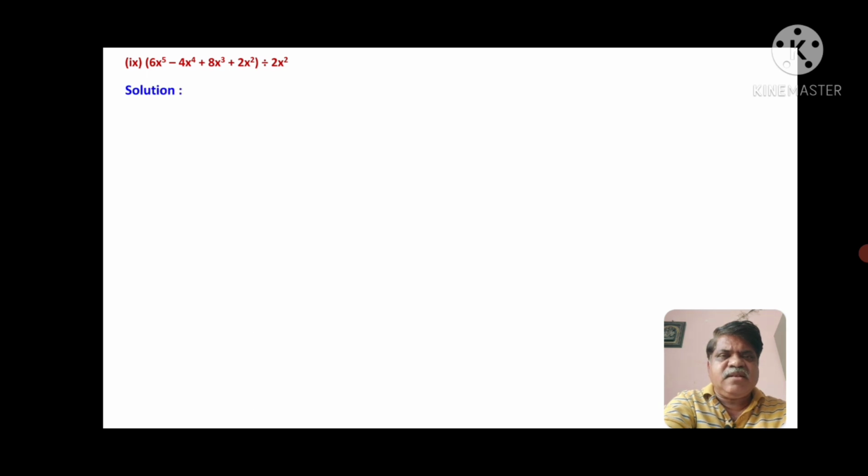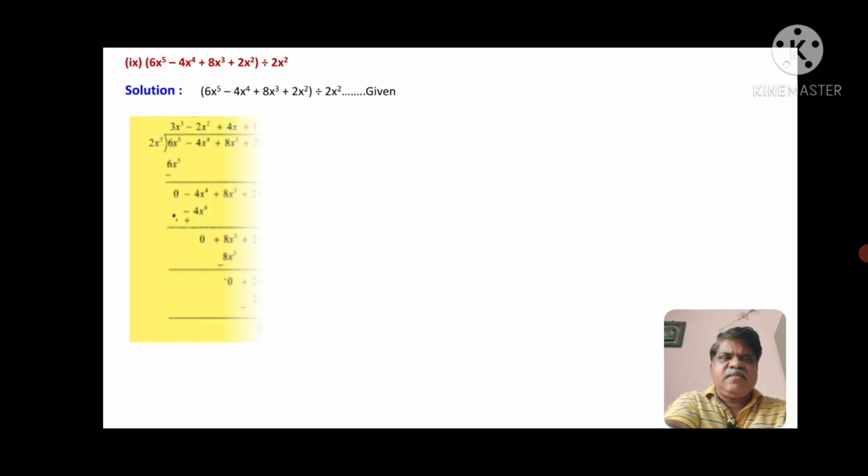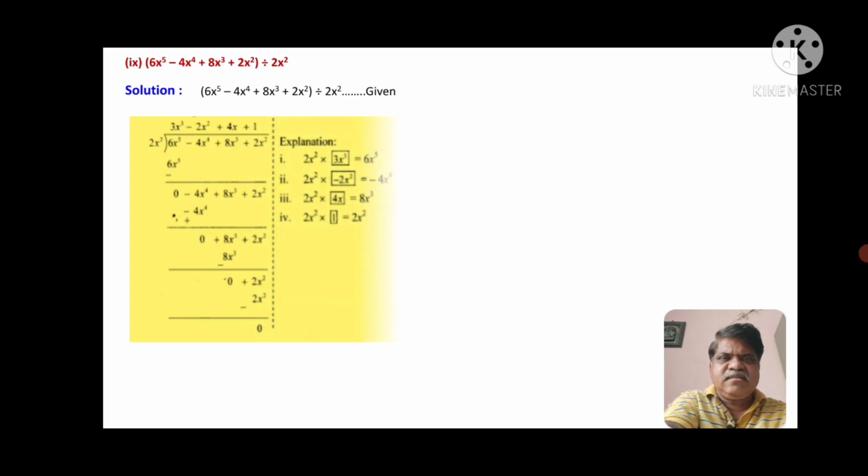Friends, here you will get 6x raised to 5 minus 4x raised to 4 plus 8x cube plus 2x square divided by 2x square. So friends, the division is like this: 6x raised to 5 minus 4x raised to 4 plus 8x cube plus 2x square. In the first step, 2x square is multiplied by what to get 6x raised to 5, that will be 3x cube, which is the first term of the quotient. So below you can write 6x raised to 5, which cancels to 0.